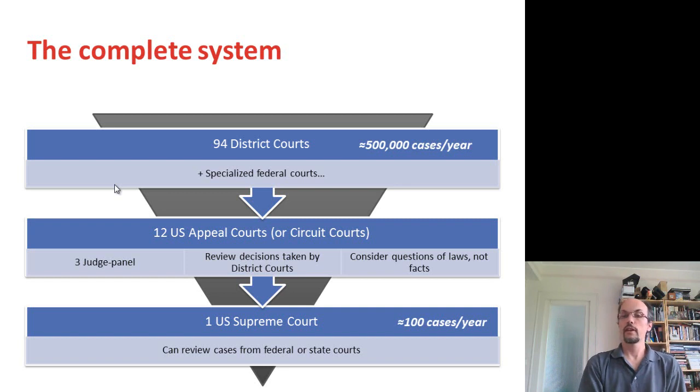Just to give you a rough idea of the numbers, 500,000 cases a year for the 94 district courts. So again, 5% of the total cases tried in the United States. And only 100 cases a year for the US Supreme Court. Yet, the US Supreme Court is the one playing the most prominent political role. 100 cases, which is a small number, but 100 important cases.